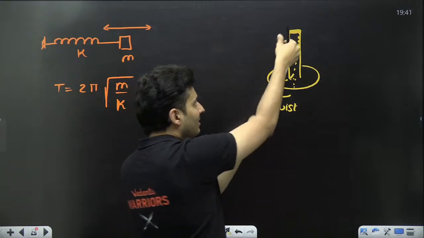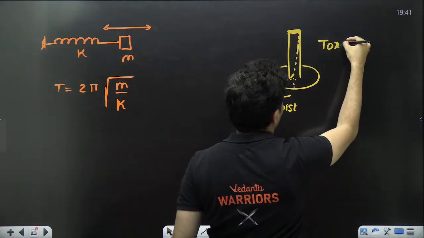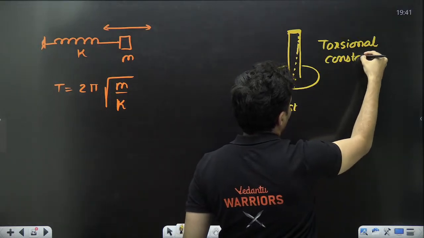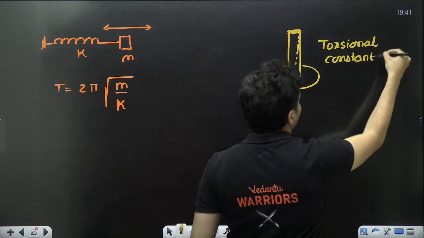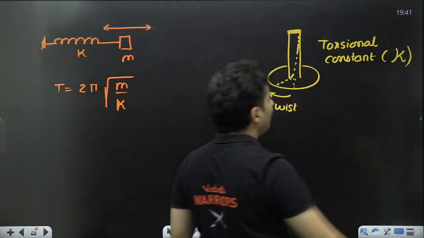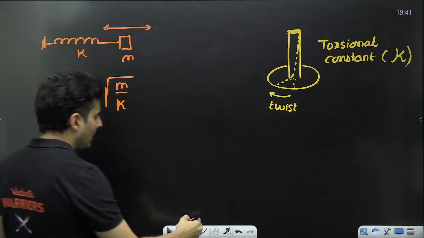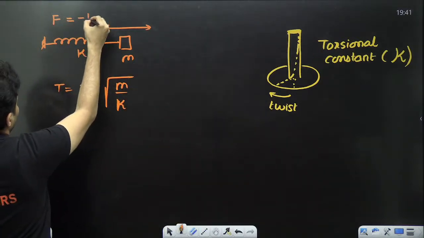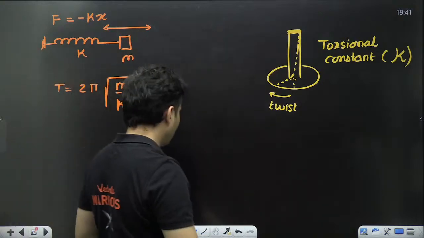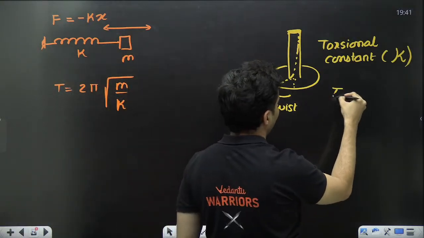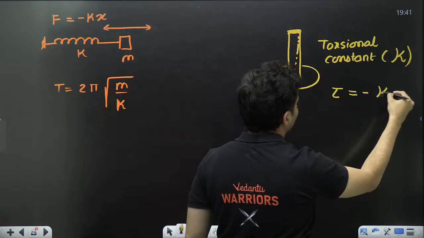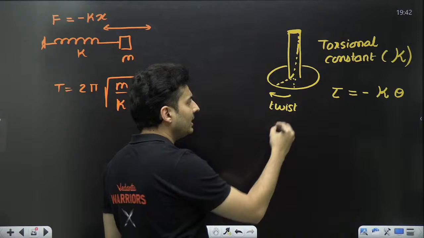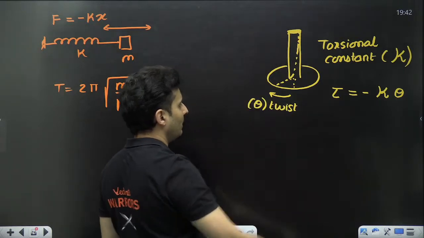So when you twist it, this rod has something called as the torsional constant, which is again very similar to K, called as kappa. Just like over here, the K value was obtained by F is equal to minus Kx. Same way, the torsional constant over here can be written down as torque is equal to minus torsional constant into theta. What is theta? Theta is basically how much did you twist it by.